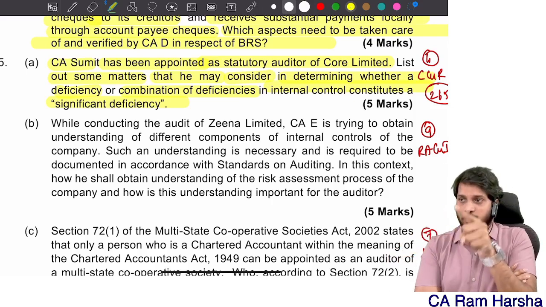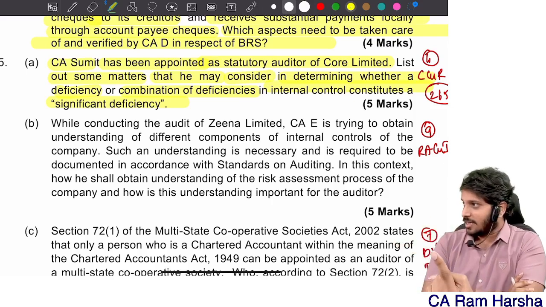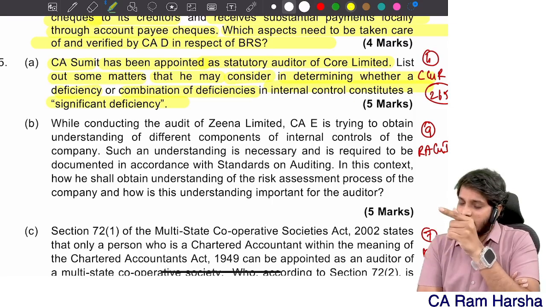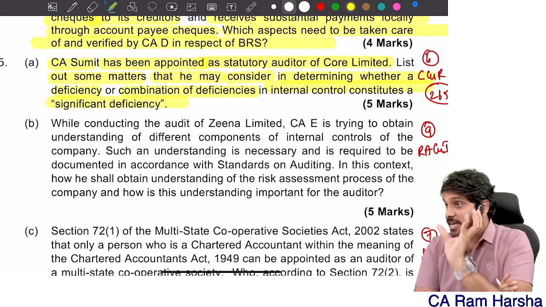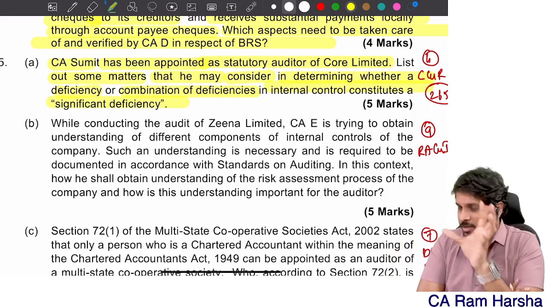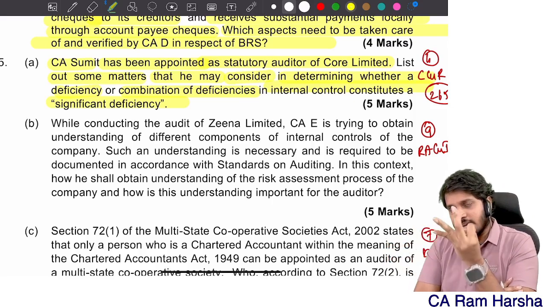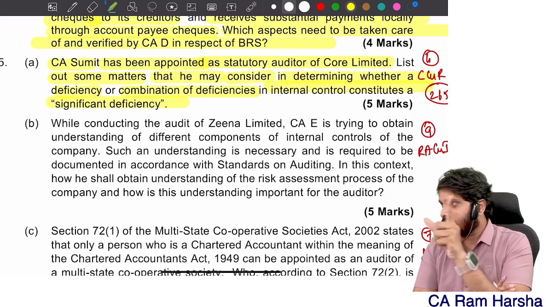I have explained it in 265 very clearly. There I explained that this itself can be asked as a question, getting it. And I covered this as a part of the risk assessment chapter. At the last chapter I covered 265, 450, SQC 220, 330. Approximately 5 standards I covered in the risk assessment chapter.